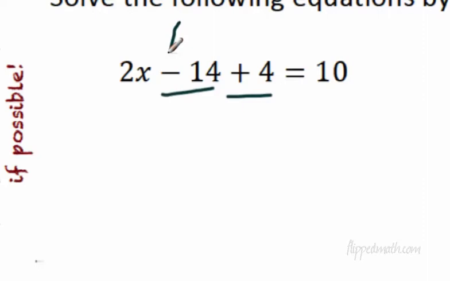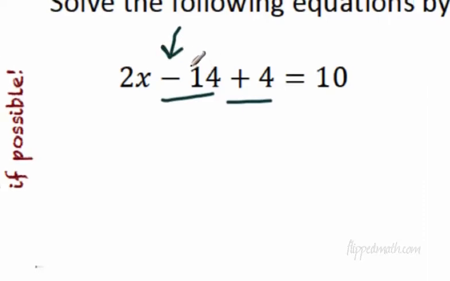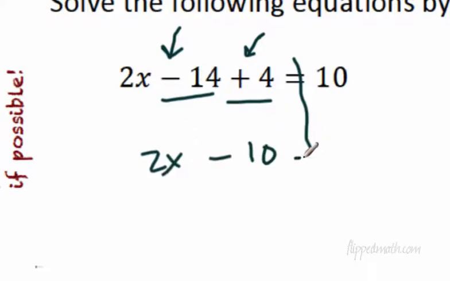Remember that the sign in front of the number, to the left of the number, is the sign that goes with that number. So this is a negative 14. This is a positive 4. You just have to keep that in mind. So let's combine some like terms here. We get the 2x. There are no other x terms, so we're just going to bring that down. We have negative 14 plus 4. That's a negative 10, so I'm going to write minus 10. All of that equals 10.